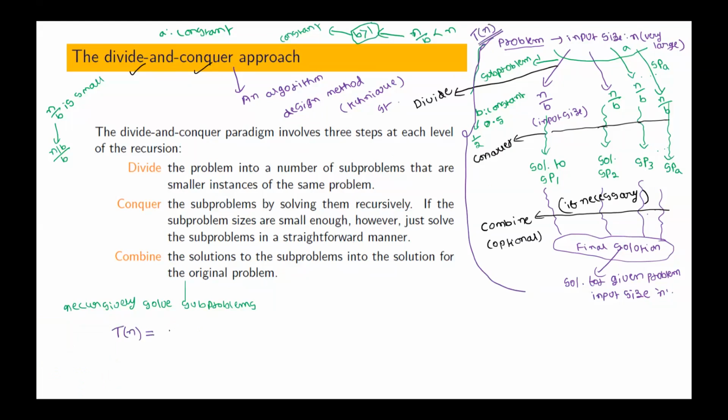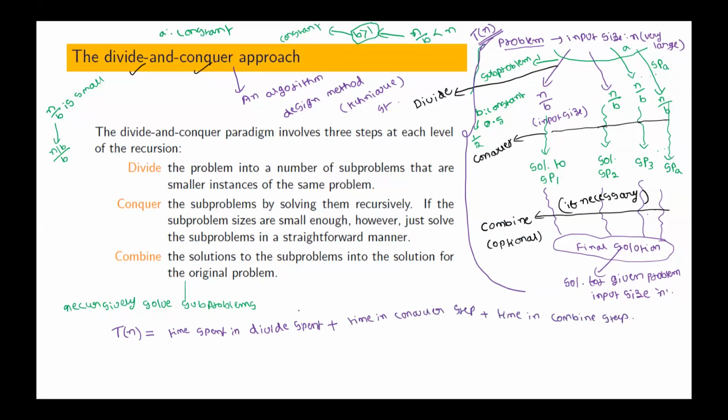Then what is the value of T of n? T of n is the time spent in the divide step, plus the time spent in the conquer step, plus the time spent in the combine step.